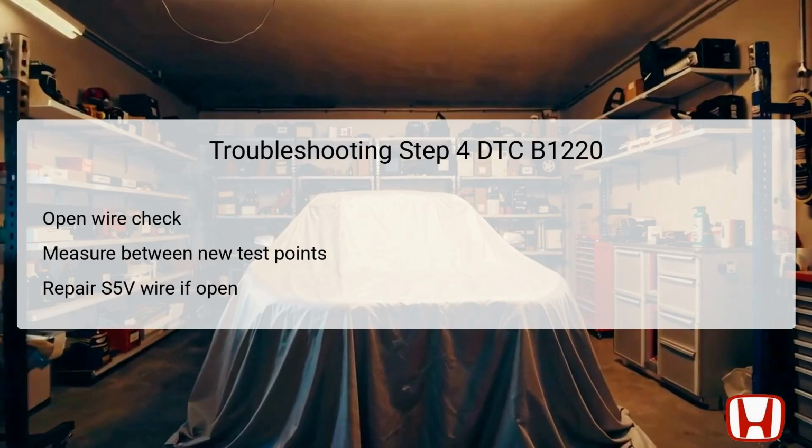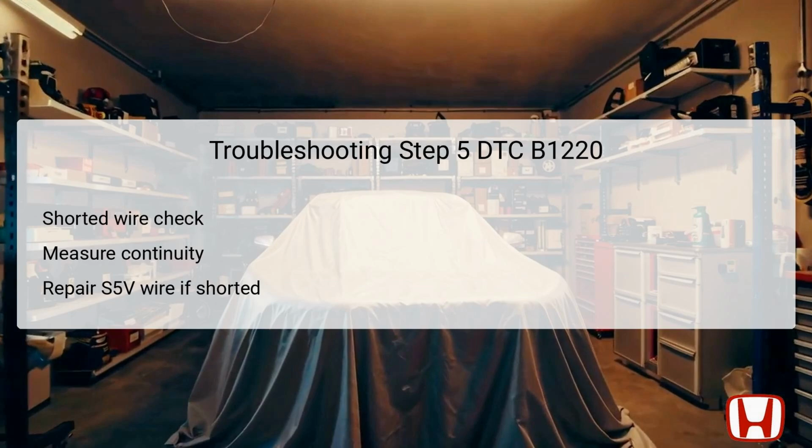With the vehicle still off, measure between the climate control unit connector B, terminal number 1, and body ground. Again, you're looking for about 5 volts. If present, that means the S5V wire is intact. But if not, it's crucial to repair the open connection in the S5V wire. Any breaks in the wiring can prevent the necessary electrical flow needed for proper operation of the recirculation control motor.